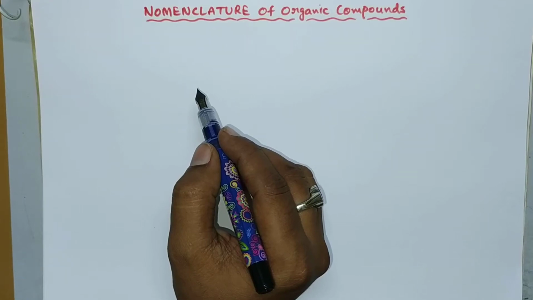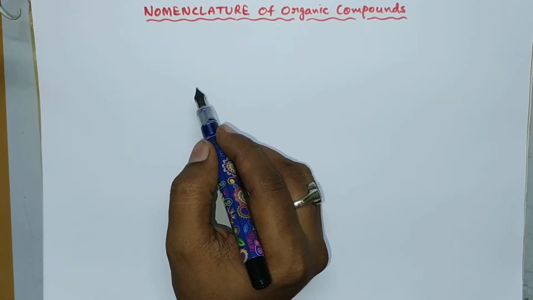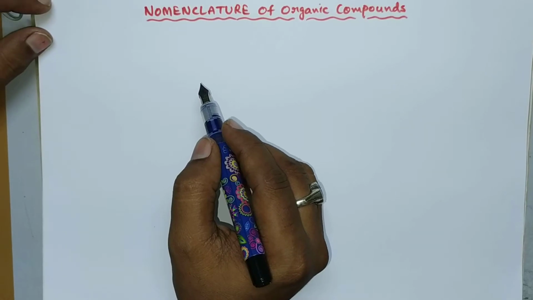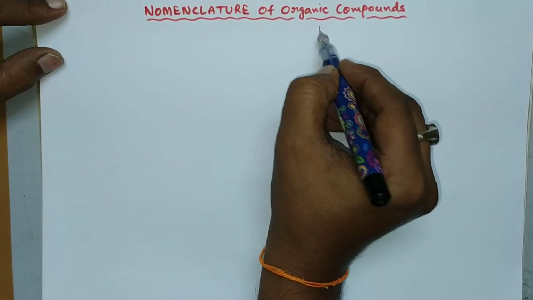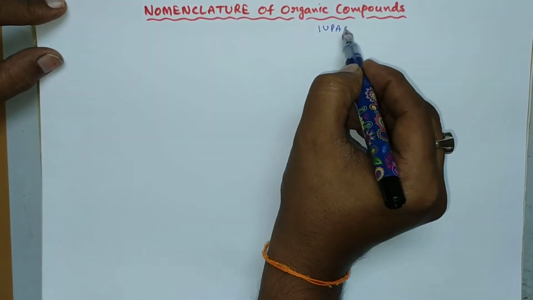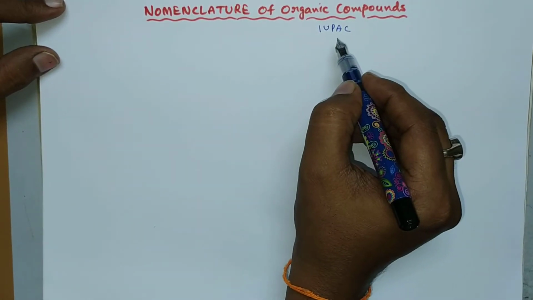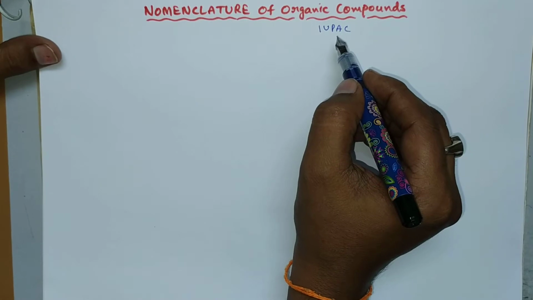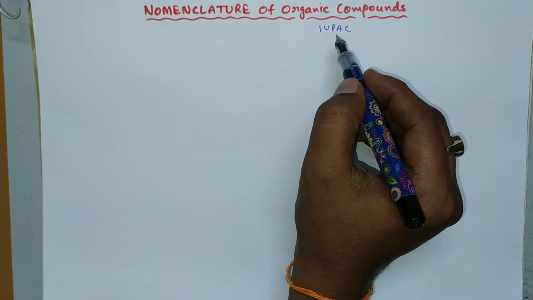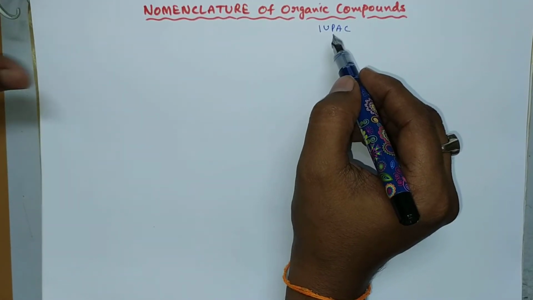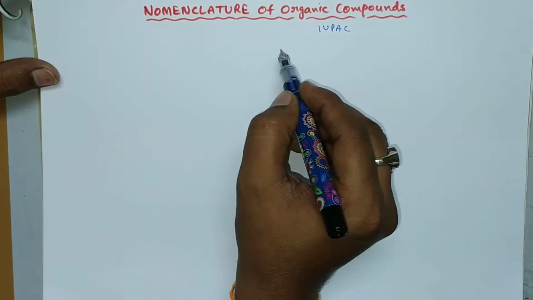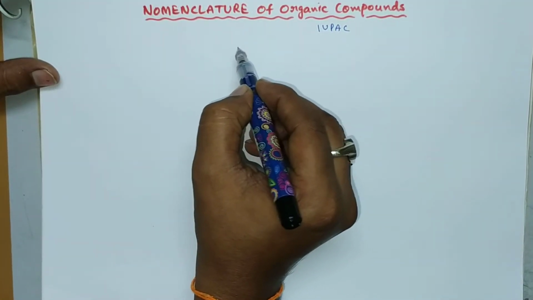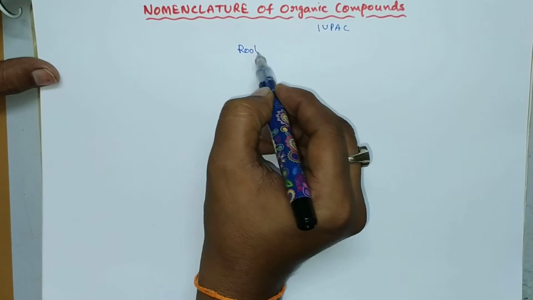Students, today in this session we are going to discuss how an organic compound can be named by using some IUPAC rules. By using these IUPAC rules, how the name of an organic compound can be arranged. So in the previous video we have discussed the syntax, that is how the name of an organic compound can be arranged.